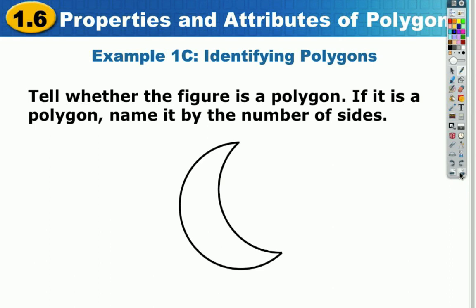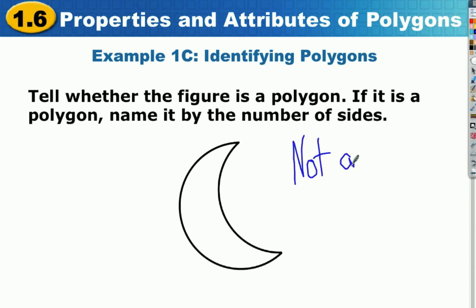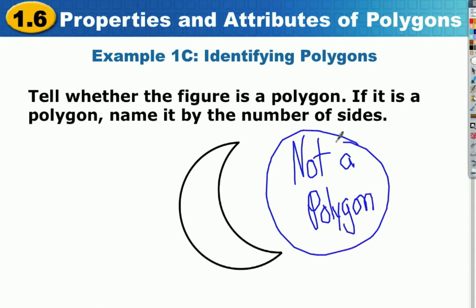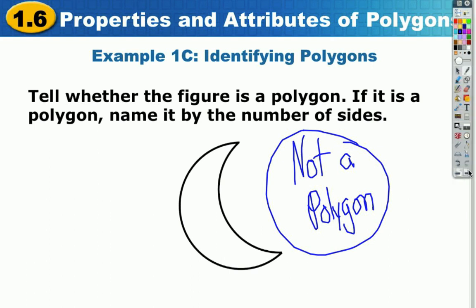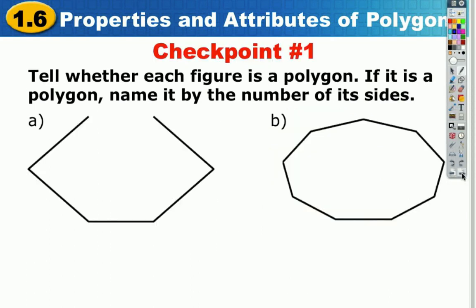Ania? It has a curve. And a polygon must be made up of line segments only. So this is not a polygon. And since it's not a polygon, we do not give it a name, at least not one that we have available to us yet. Any comments or questions? Any concerns? Good. So now you try on your own.